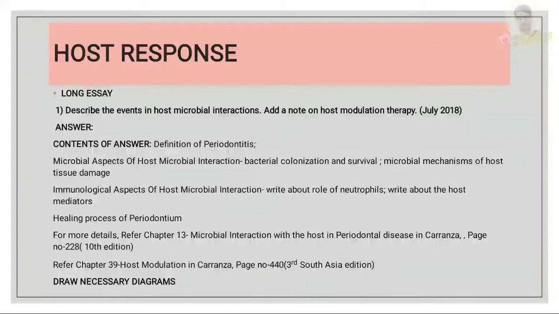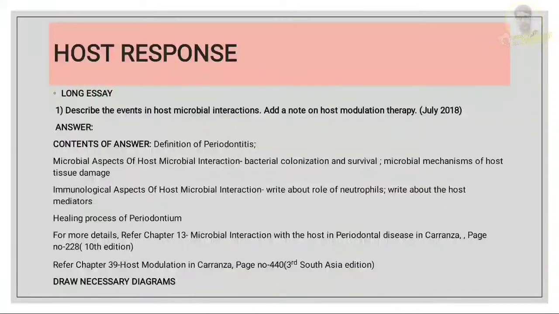Then the second heading, that is the immunological aspect of host microbial interaction. First, write about the innate factors and initiation of inflammation, which is done by the neutrophils. And then you have to write about the host mediators such as the proteases, then cytokines, prostaglandins, etc. And then the third part, that is the healing process of periodontium, you have to mention what is repair, what is regeneration, what is the role of anti-inflammatory cytokines, and what is the role of the growth factors. So all these 3 headings should be added to describe the events in host microbial interaction.